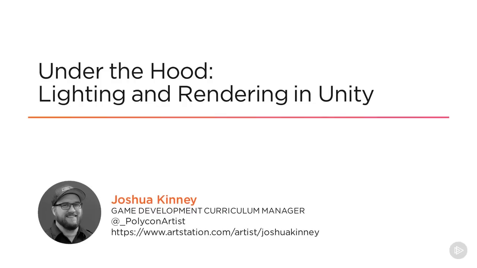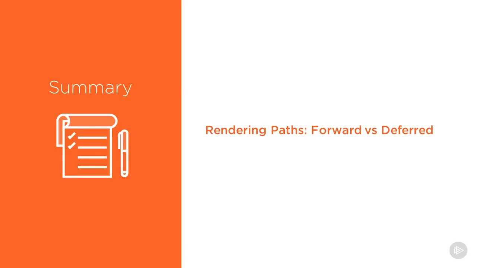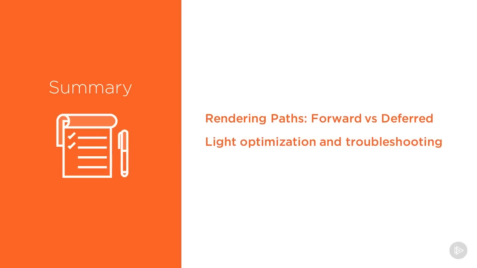So just to give you a little bit of a summary on what we're going to be covering specifically, we're going to take a look at the rendering paths. A big question that comes up is, should I use forward rendering or should I use deferred rendering? Which one is better? And we'll talk about how to determine that and what's going to be best for your project. The second thing that we'll talk about is light optimization and troubleshooting.